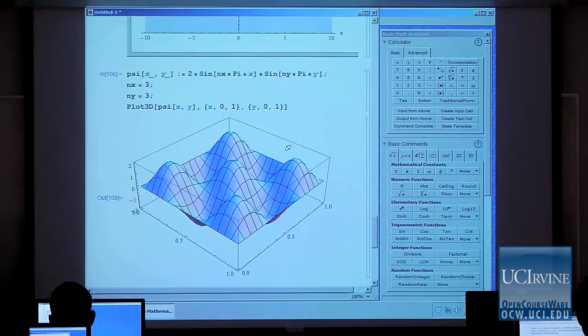All right, so there's your first 3D plot, and there are all kinds of fun things you can do with them to make them look really cool. And that's what we'll talk about next time. And we'll also talk about another way of representing three-dimensional functions, which is called a contour plot.